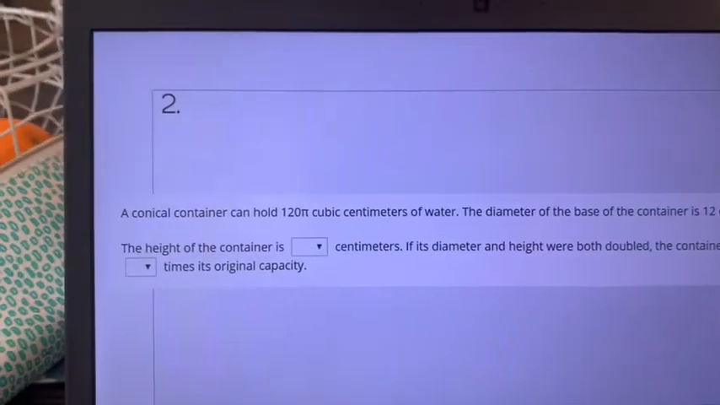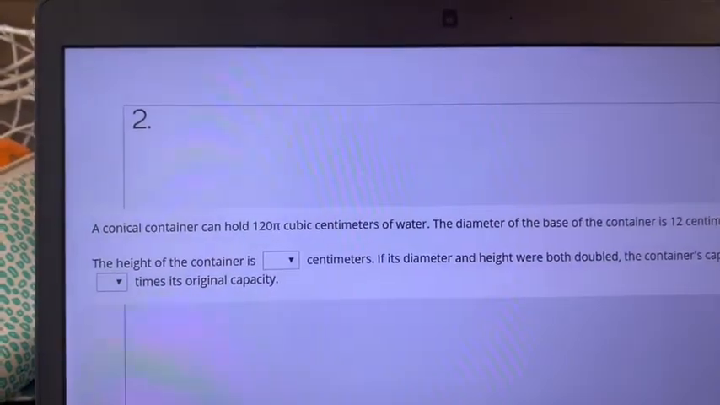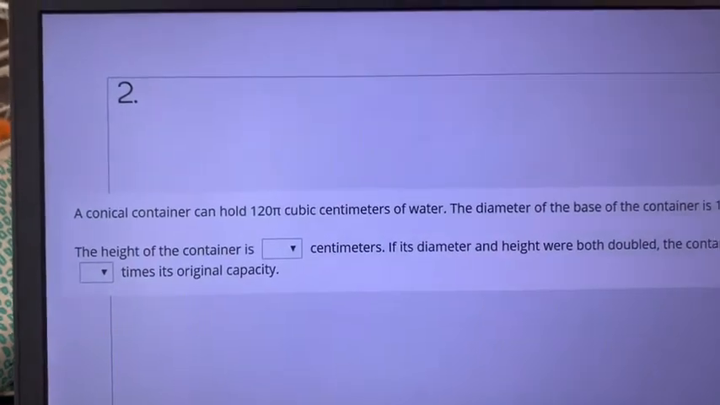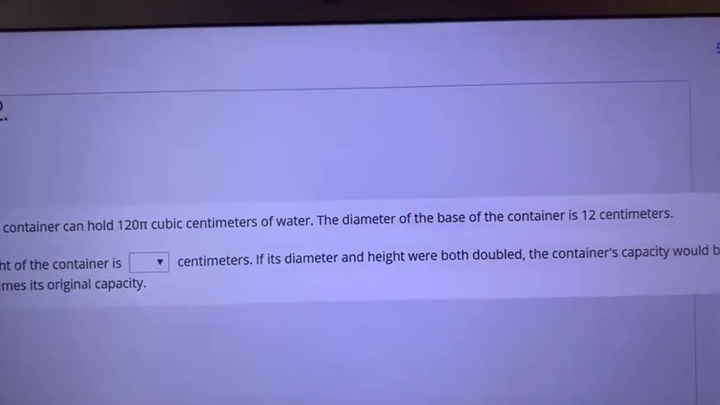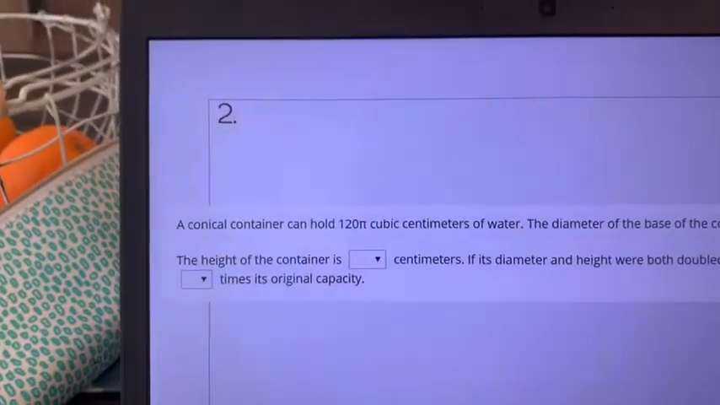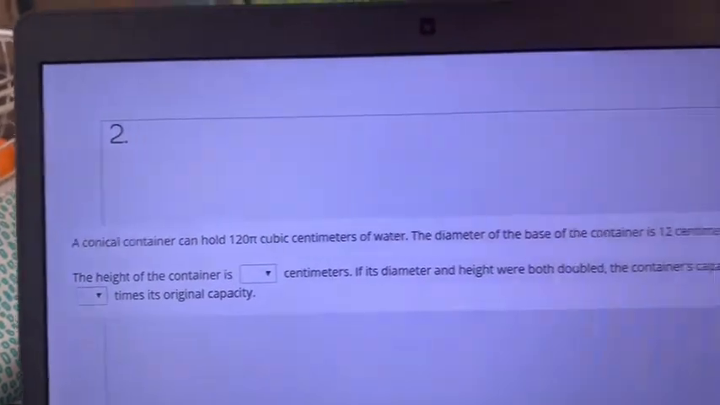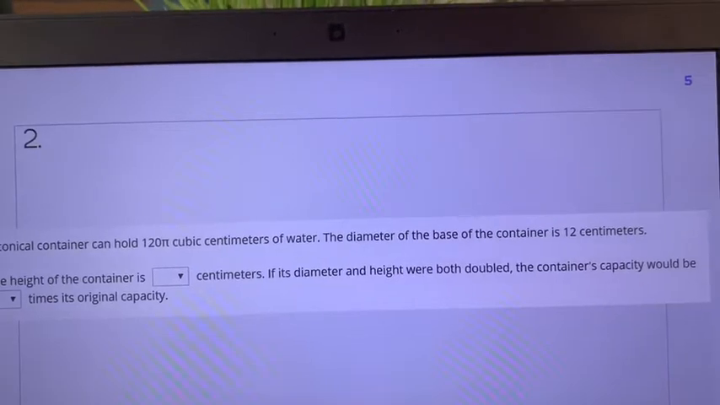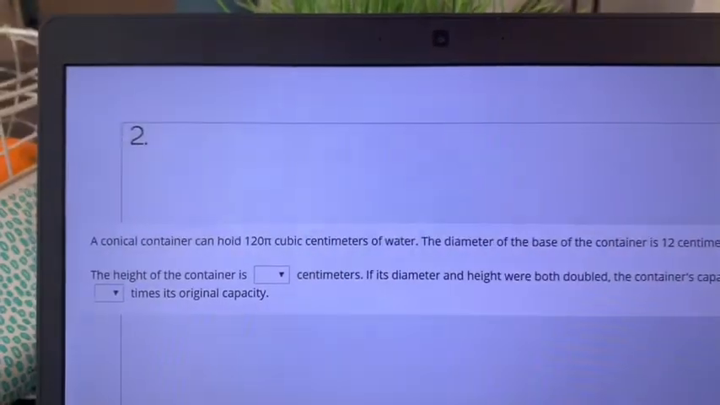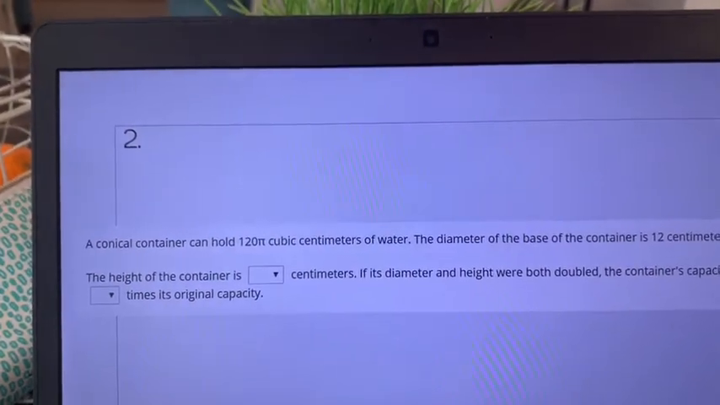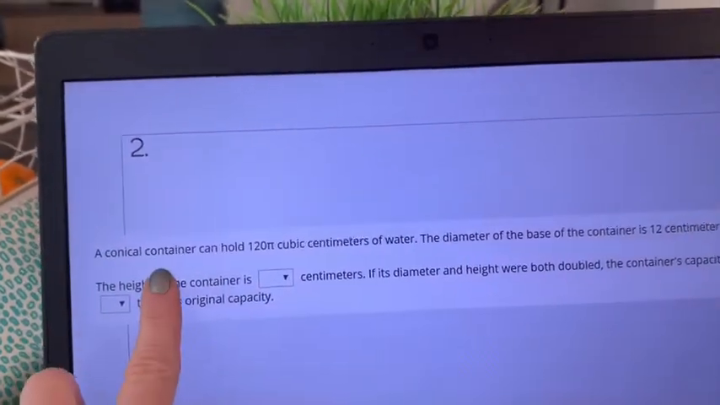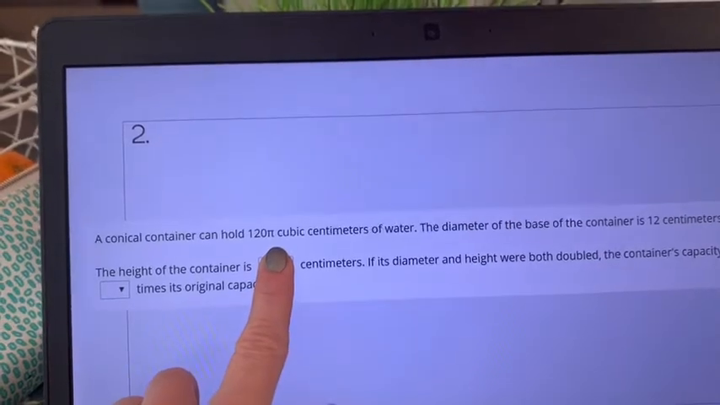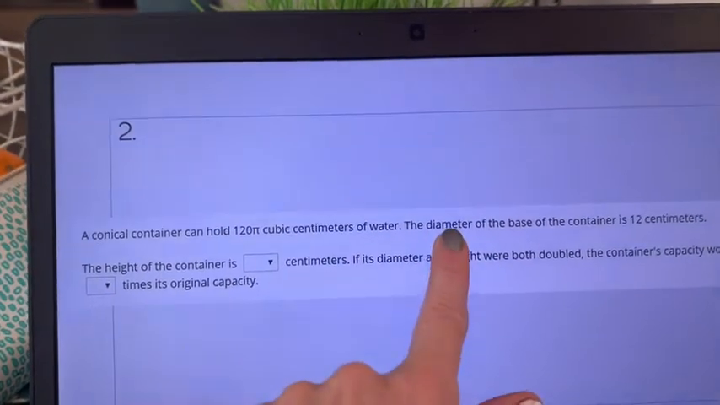Problem number 2 says a conical container can hold 120 pi cubic centimeters of water. The diameter of the base of the container is 12 centimeters, and then what we want to find is the height. And then they also tell us if the diameter and height were both doubled, the container's capacity would be how many times its original capacity. All right, so conical, we know we're dealing with a cone. For this one, they give us the volume. It's 120 pi, and they give us the diameter.